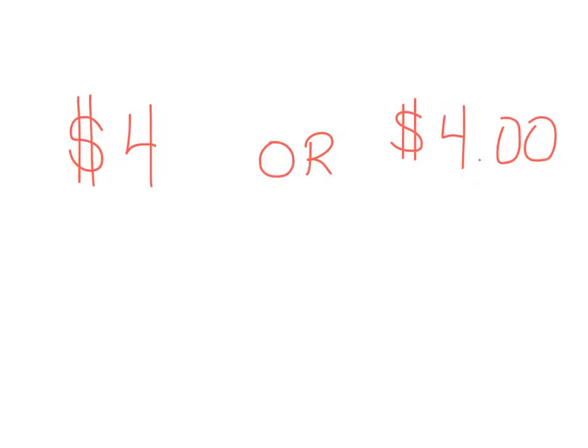If I were to give you $4 or I were to give you $4, which would you rather take? Well, they're both the same, and you can see that, but they're written differently. And that's what we're going to talk about today, is the fact that numbers can be written differently but have the same value. All right, to show an example of this, I'm just going to start with the number 4.1.